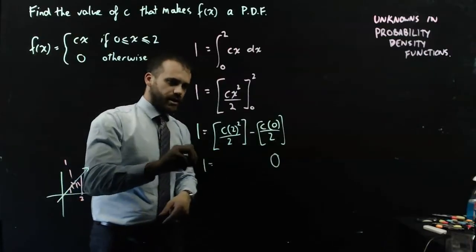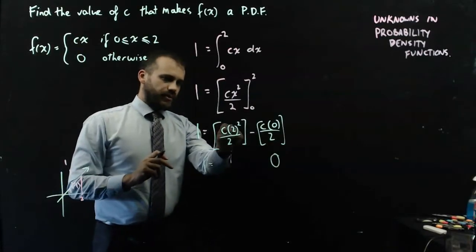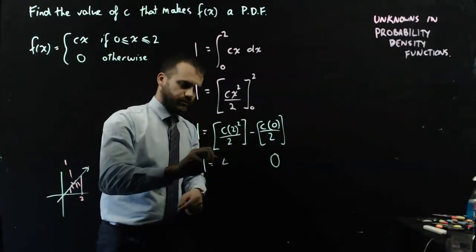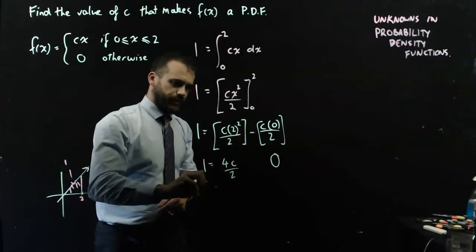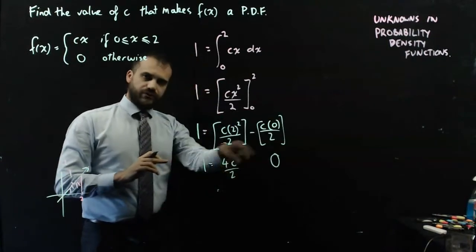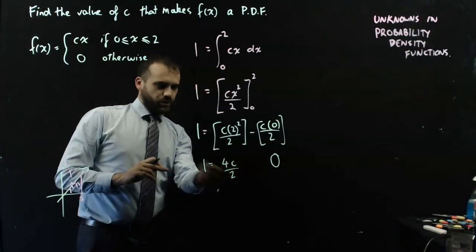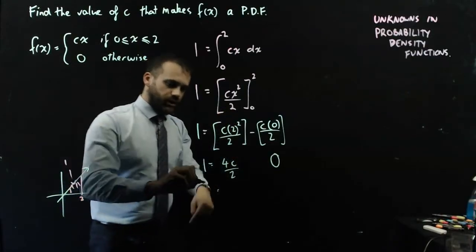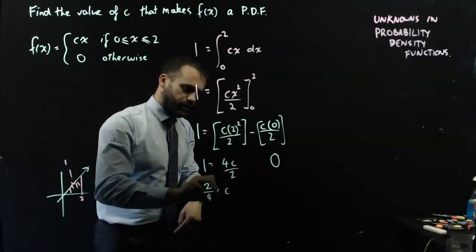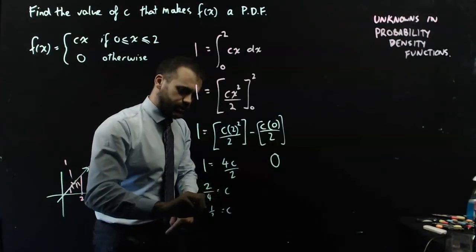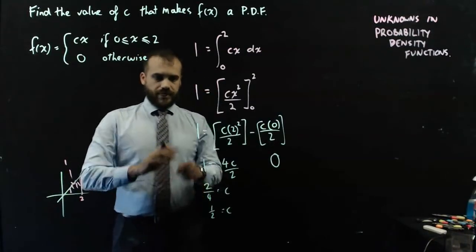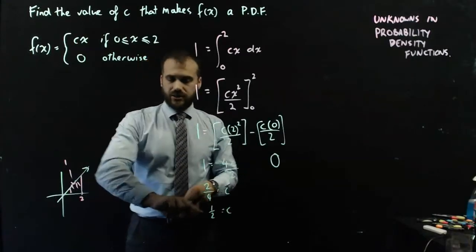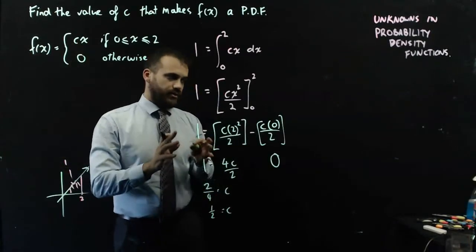We just have 1 equals c times 2 squared, so that's 4c over 2. Okay, now 1 equals 4c over 2. I multiply by 2, I get 2 equals 4c, and I can divide by 4, I get 2 over 4 equals c, so c equals 1 half. So I now have a probability density function as long as I put 1 half in there.